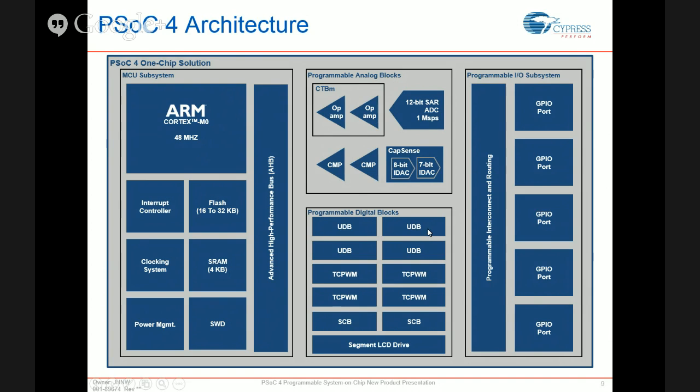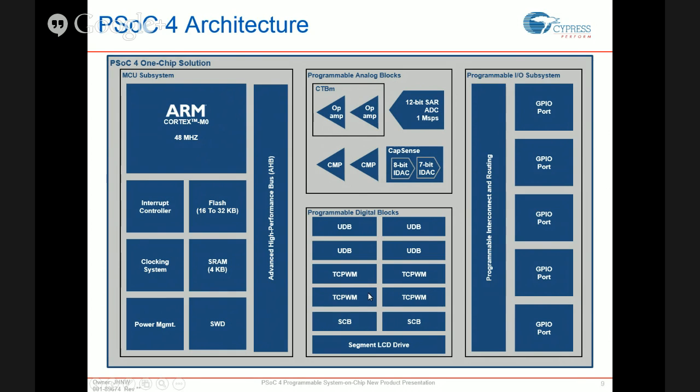In addition to the analog blocks, we also have programmable digital blocks. You have a couple of usual suspects like the serial communication blocks. How PSoCs are different is you have a general purpose serial communication block that can be configured as an I2C, an SPI, a UART, and it can be configured on the fly. So we've got a couple of these communication blocks in the PSoC 4.